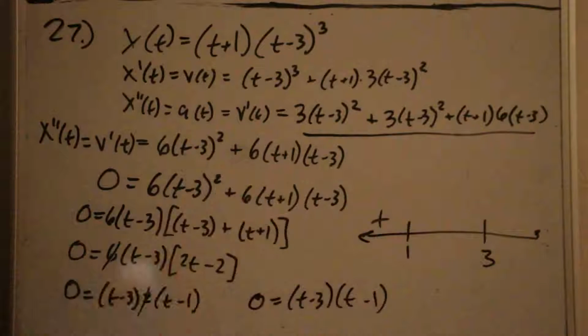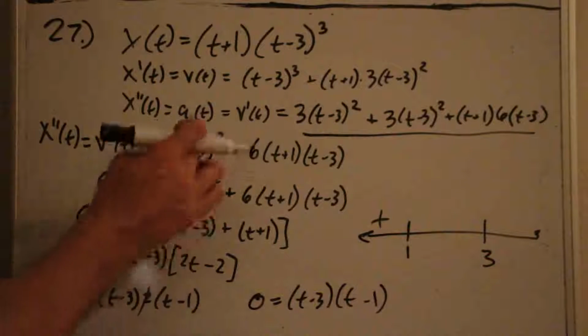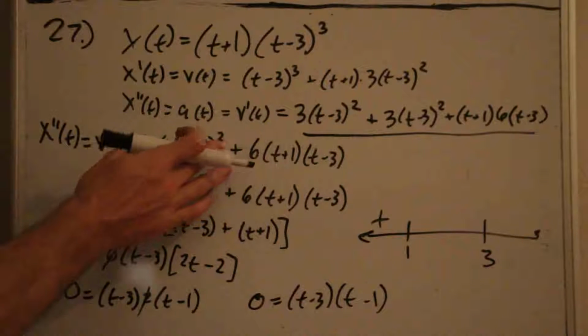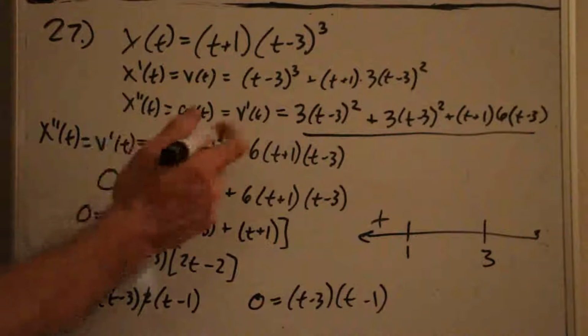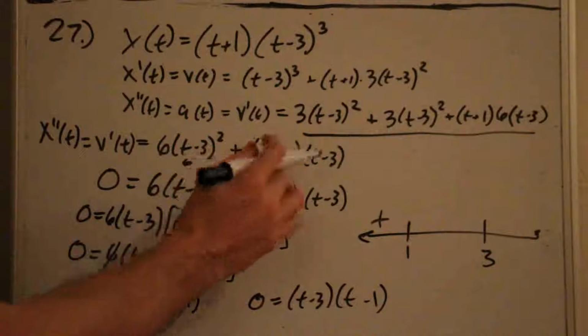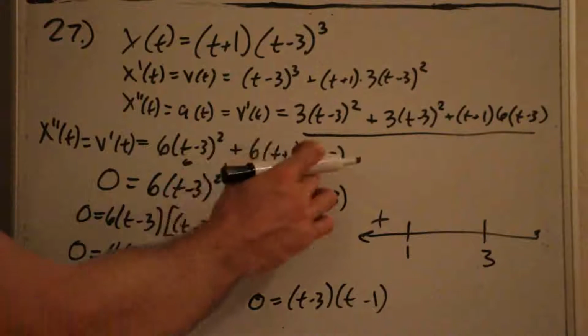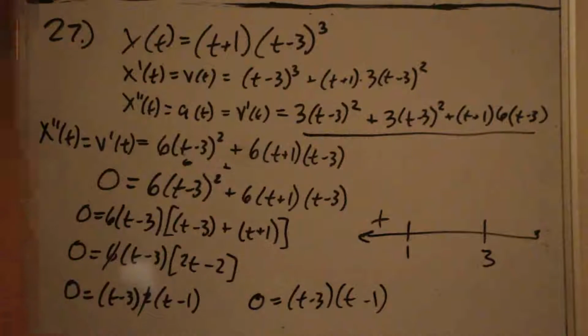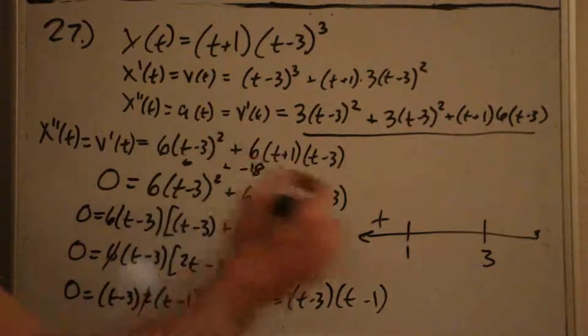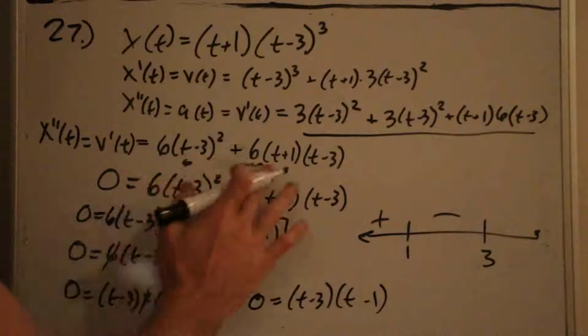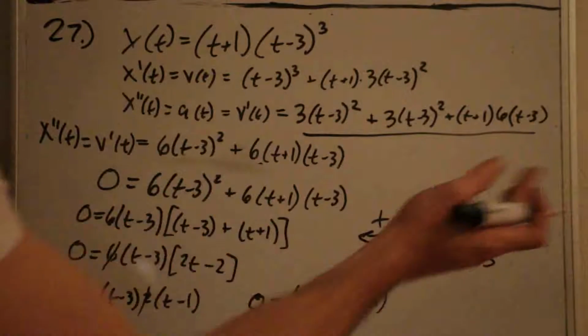Then I try plugging in 2 here. And I say, okay, 2 minus 3 is negative 1. Negative 1 squared is 1. So this is 6. Plus 2 plus 1 is 3 times 6 is 18. 2 minus 3 is negative 1, so this is negative 18. So 6 minus 18, that's negative there. Okay? And then I check 4, for instance.